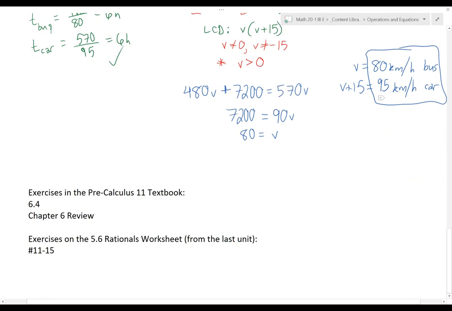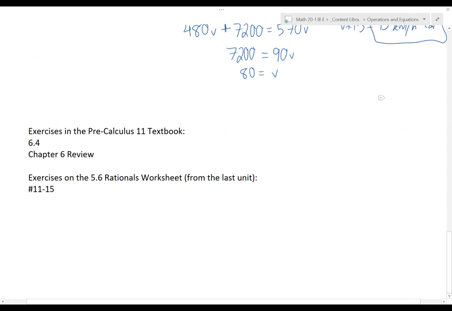In the meantime, to practice rational equations, in your Precalculus 11 textbook, that's section 6.4, which together with the rational expressions and operations lesson finishes chapter 6. So once you've had a look at all of that, you can also be looking at the chapter 6 review. And as well, from our last unit, you had been given a worksheet on rational functions, equations, and inequalities. We had dealt with the rational functions stuff, but I told you that was only part of the worksheet. You can actually now go look at questions 11 through 15 on that same worksheet, and that covers rational equations.